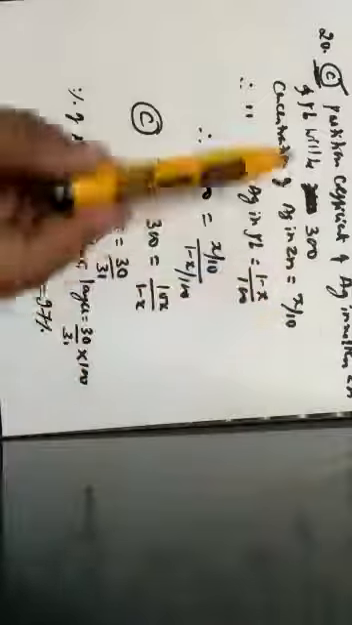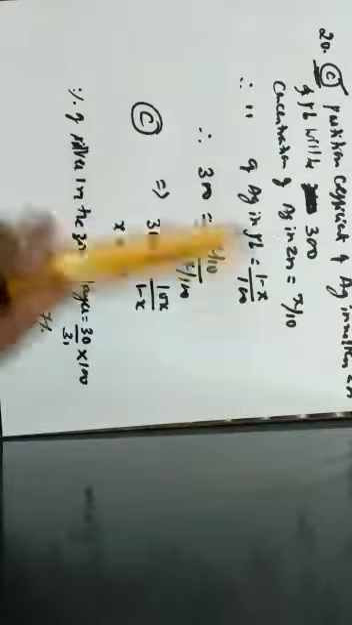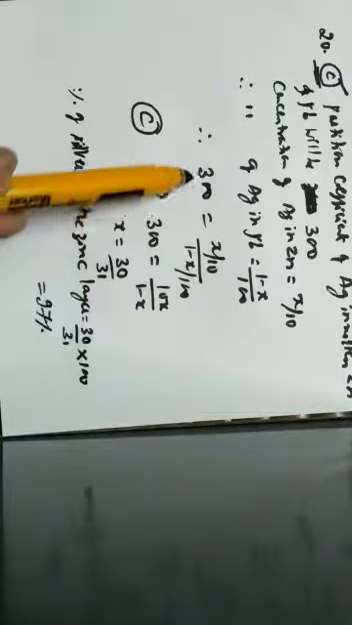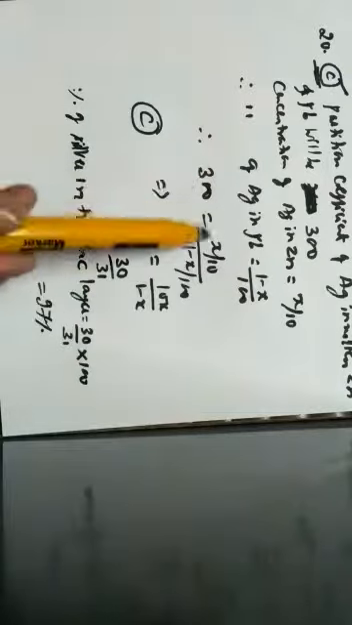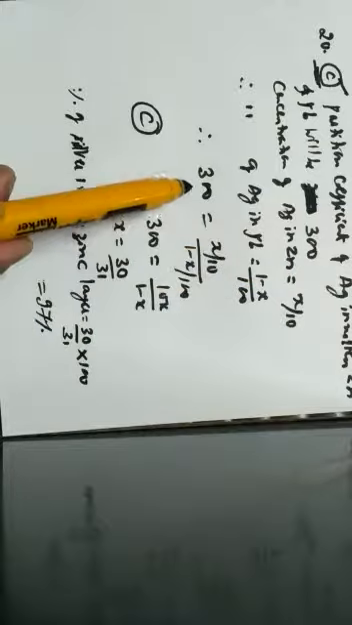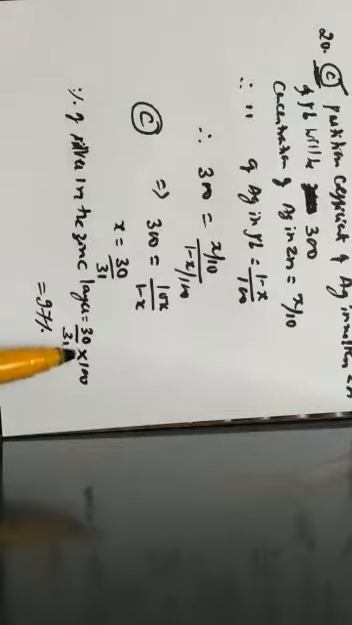So the partition coefficient of silver in zinc and lead is 300. Concentration of silver in zinc is x by 10, which we have considered. Silver in lead is (1 minus x) by 100. Upon simplifying, x comes out to be 30 by 31. Therefore the percentage of silver in the zinc layer is 30 by 31 into 100, which comes out to be 97%.